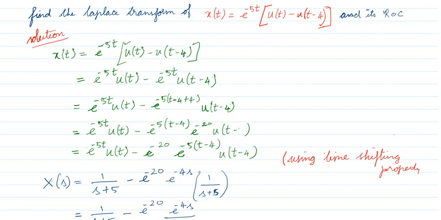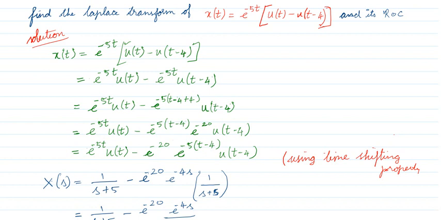This should be t minus 4. Now I am rewriting it again, bringing this term here: e power minus 5 into t minus 4 into u of t minus 4. Here e power minus 20 is a constant. If you observe this closely, what property is this? Time shifting property, because here it is t minus 4, and here it is t minus 4. So I can apply the time shifting property.